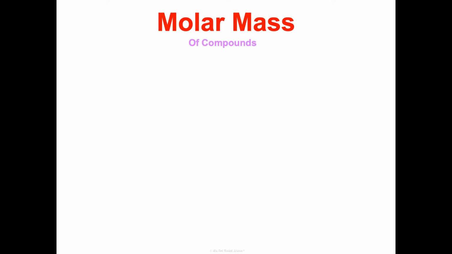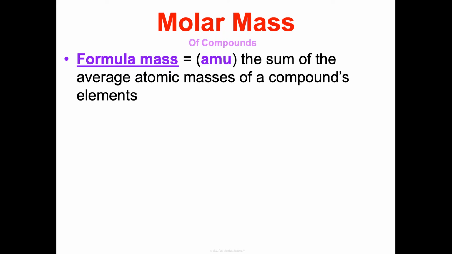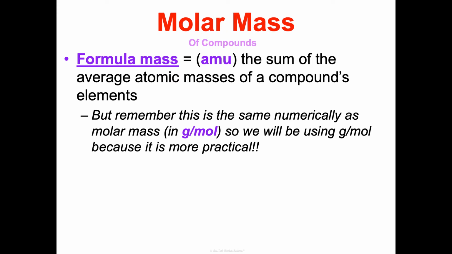Now, before we do that though, I need to give you a new definition, and this is called formula mass. This is just the sum of those average atomic masses on the periodic table of a compound's elements. It's measured in AMU, but this is the same thing numerically, just like atomic mass is the same thing as the molar mass of that one element. Formula mass is the same thing.